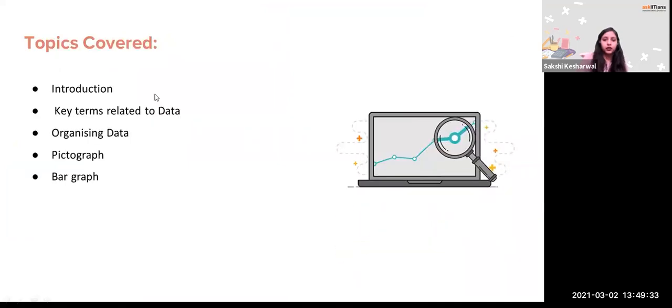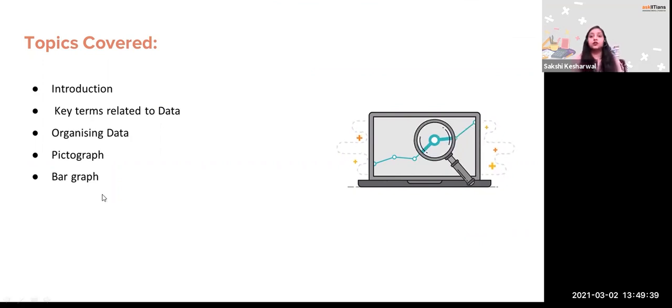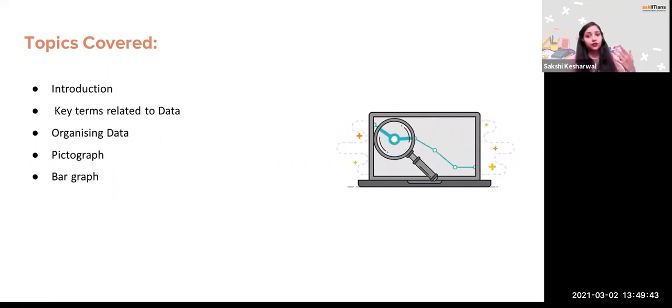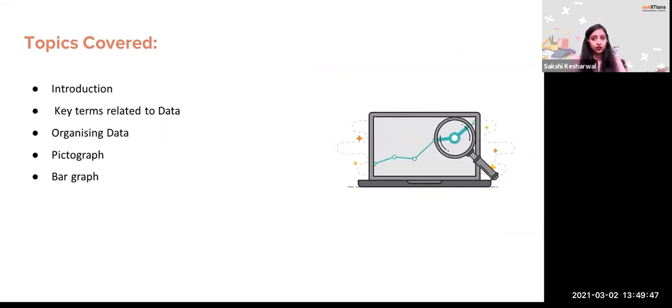Okay, so what are the things which we are going to cover today? We are going to cover the introduction, key terms related to data, organizing data, pictograph and bar graph, right? This first lecture is entirely for your CBSE, which is there in your NCERT. And the next lecture is not a part of your CBSE for grade 6, that will be for grade 7, right?